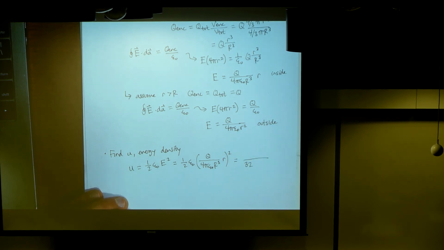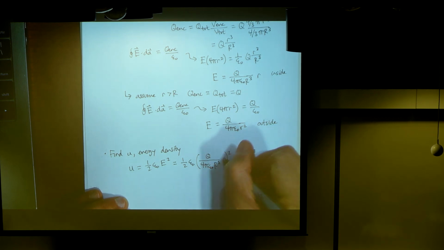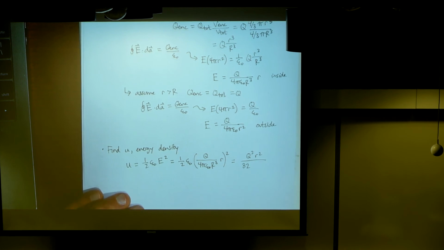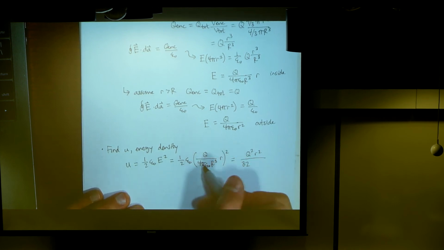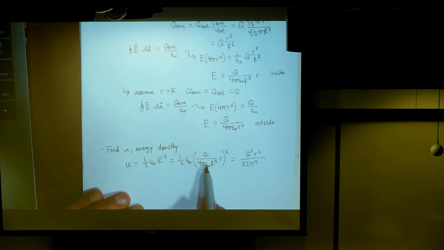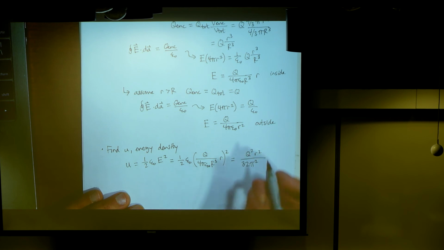Okay, on the top, I have a Q squared from this, and a little r squared from this. On the bottom, I have pi squared. That doesn't cancel with anything, so it's just pi squared. I also have an epsilon naught squared from this, but I have one factor of epsilon naught on top already. So there's just one factor of that on the bottom.